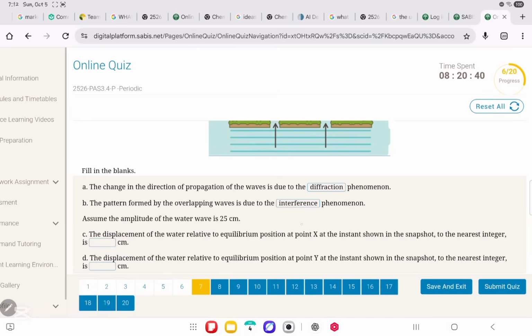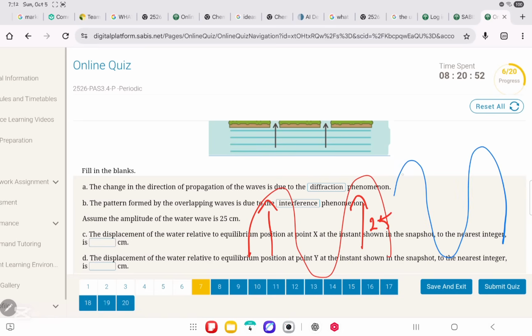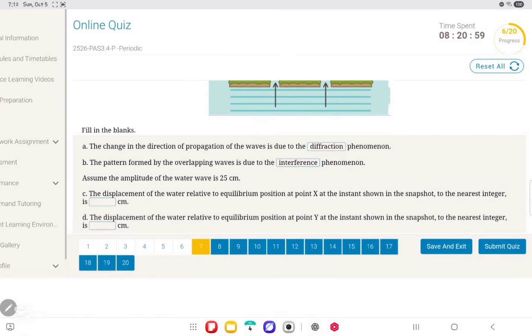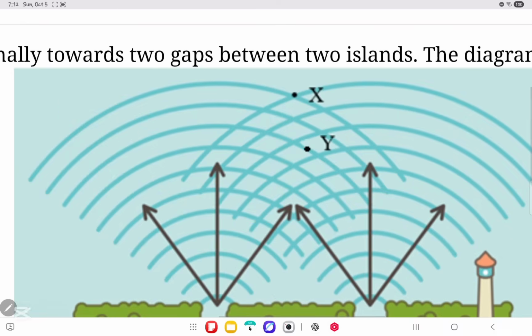Now, assume that the amplitude of the wave is 25 centimeters. What do they mean by amplitude? They mean the height of the wave. So this is wave 1, which has an amplitude of 25, and this is wave 2, which also has an amplitude of 25. So they want us to find what? They want us to find the amplitude of the wave at point x. So what can you see at point x?